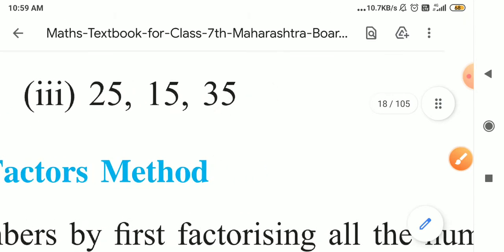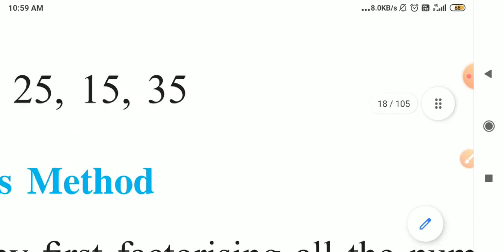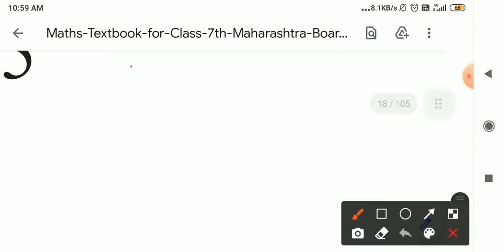And at last, three numbers are here: 25, 15 and 35.